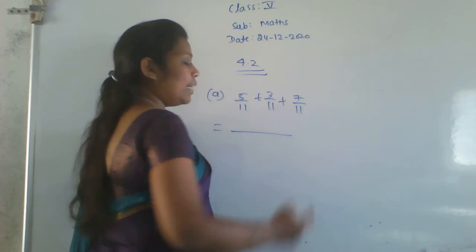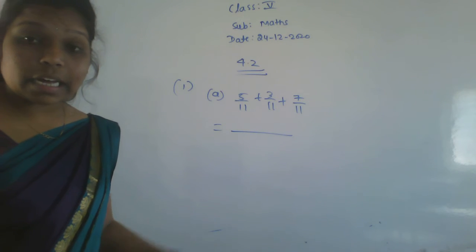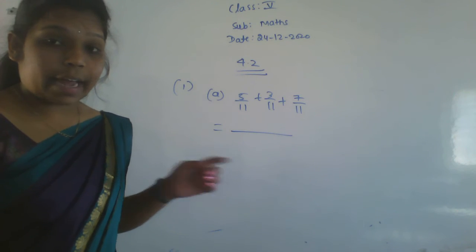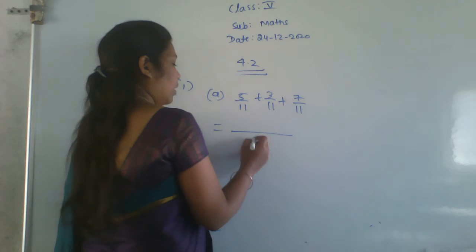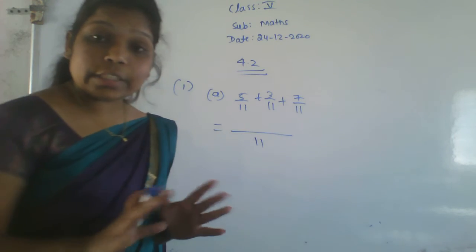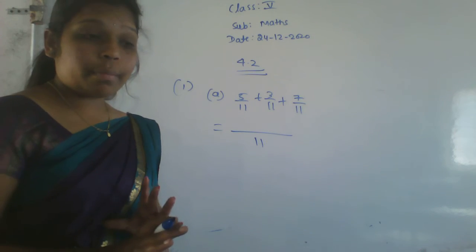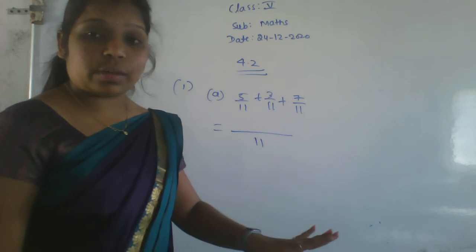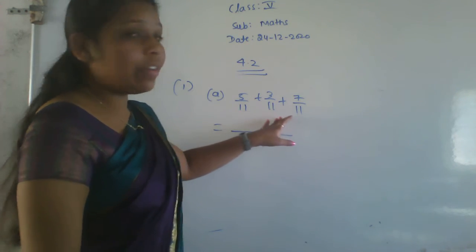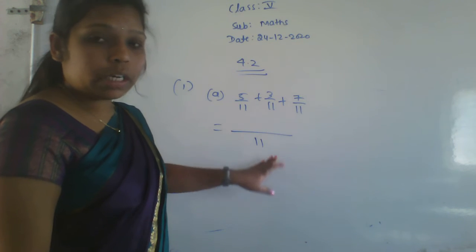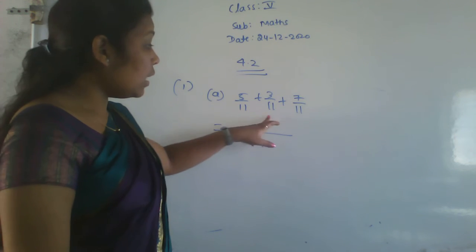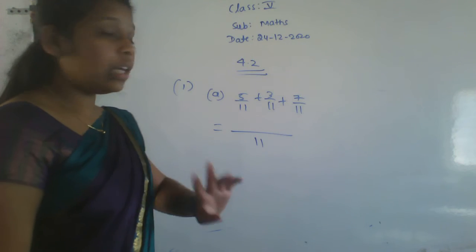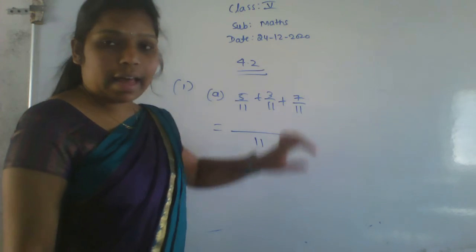Okay. Here the denominator is the same, which means all are like fractions. Now add them. Don't add the denominator values. It is not a method to add fractions. Only add the numerator values. Whatever the value is in the denominator, that is only how to write it here.